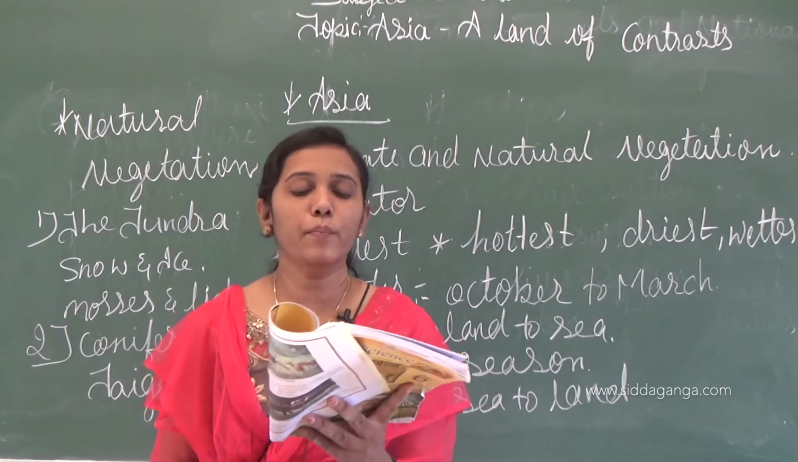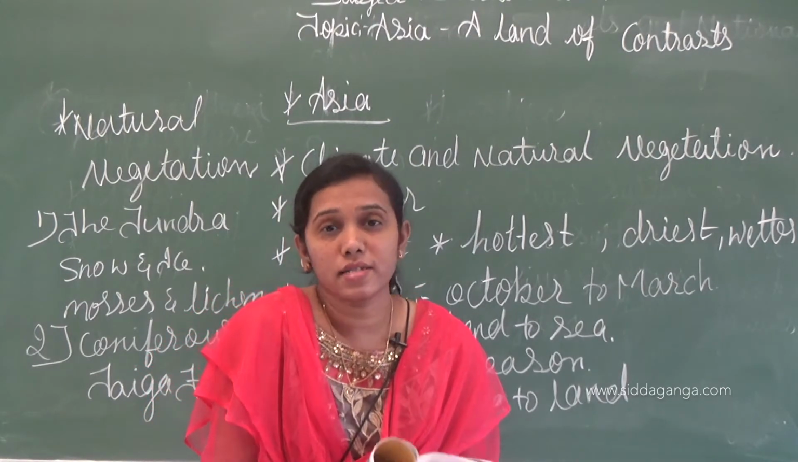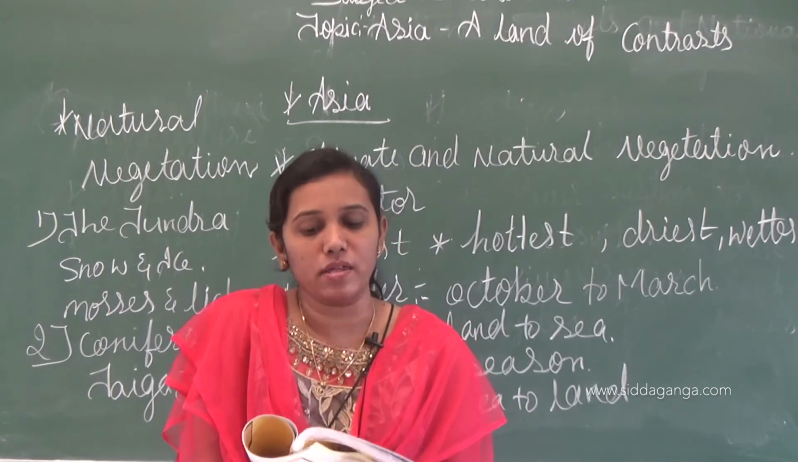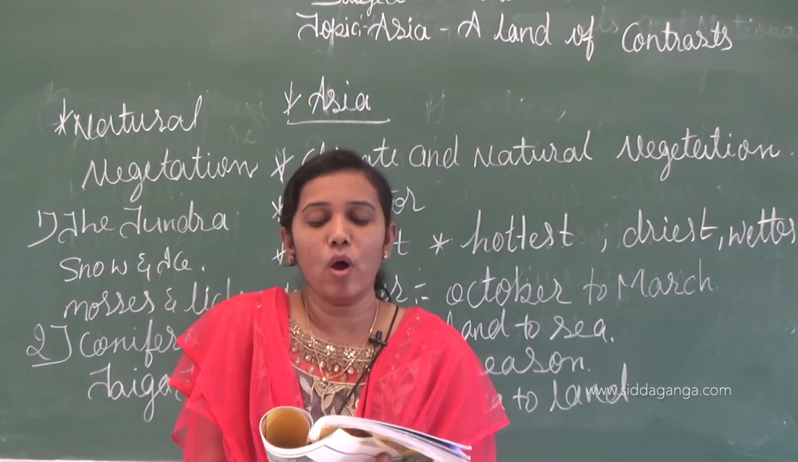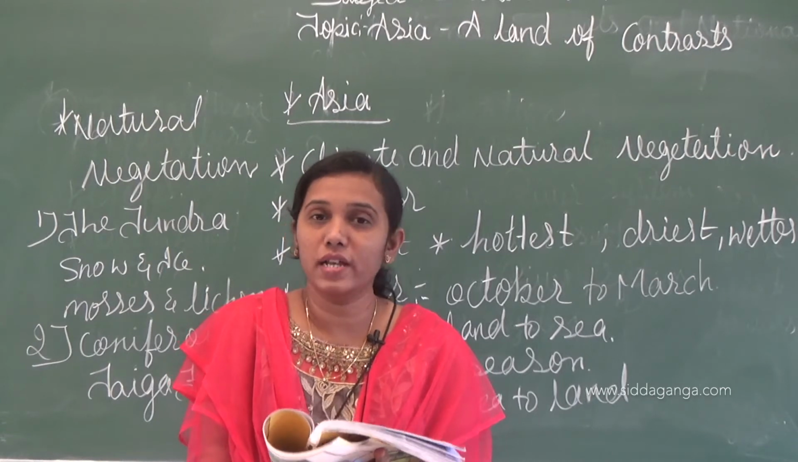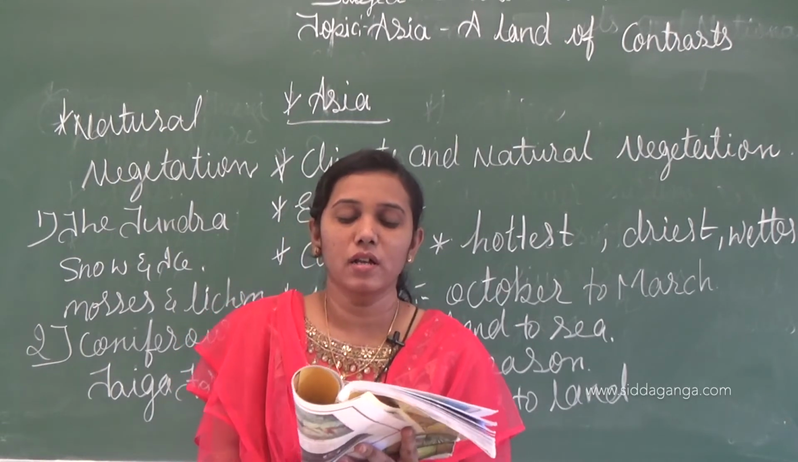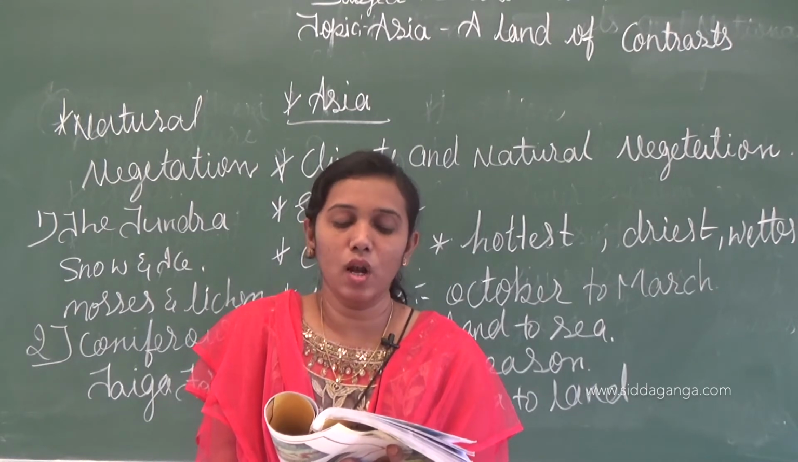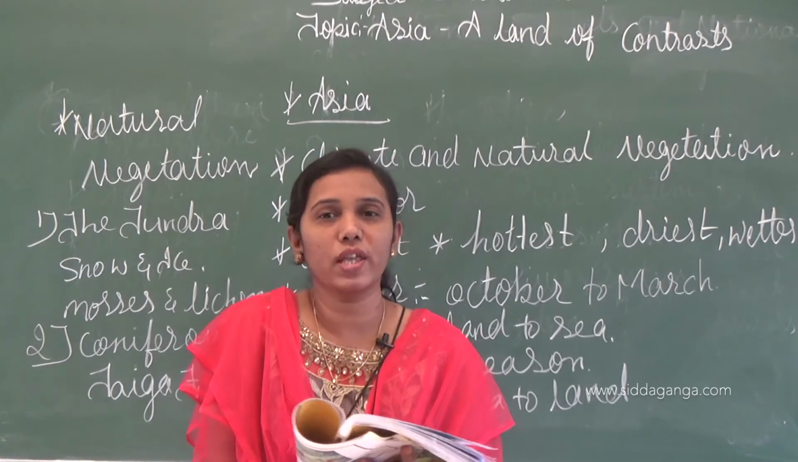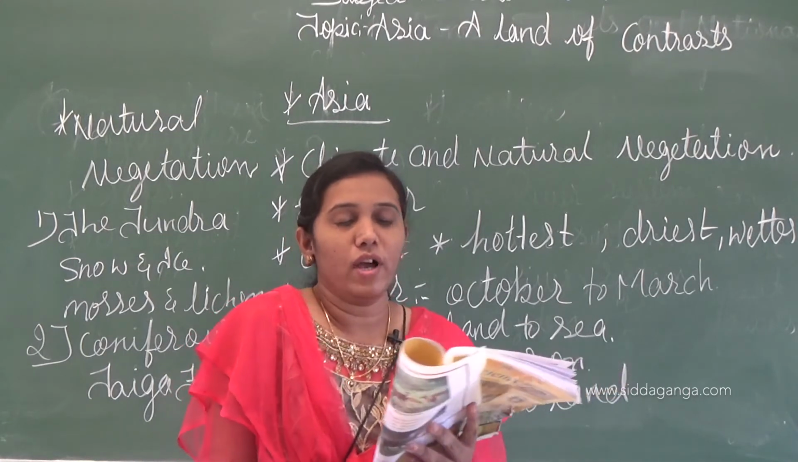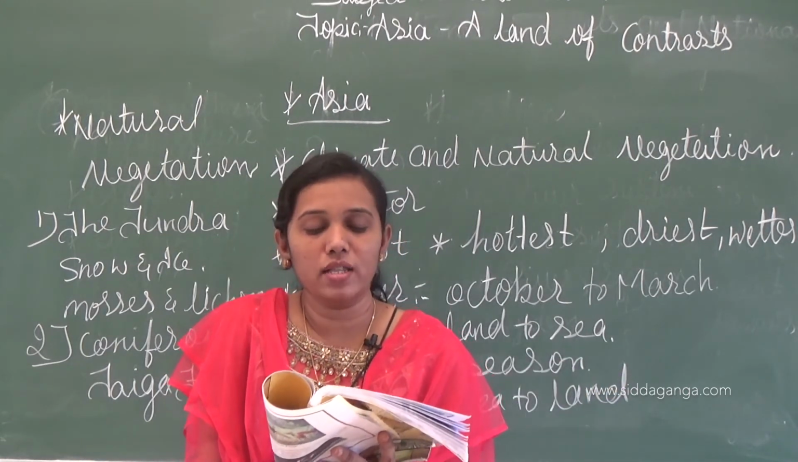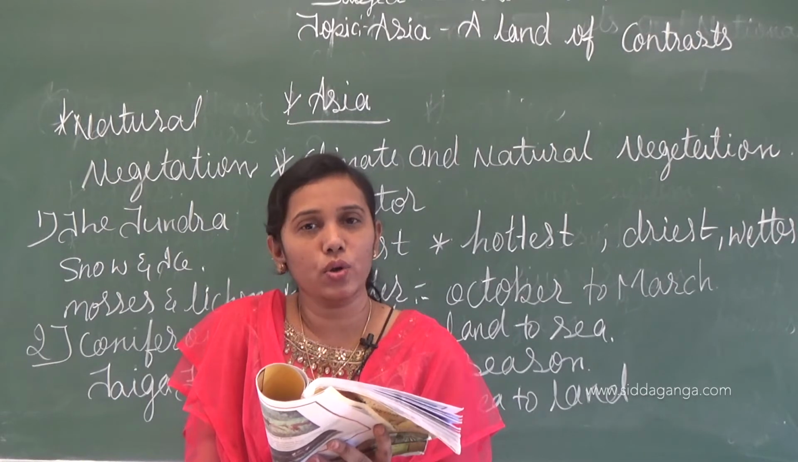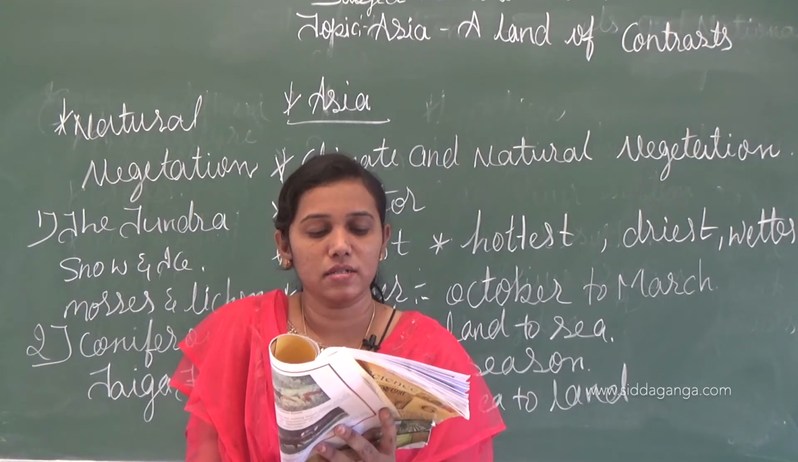Third one is temperate grassland or steppes. These are found mainly to the west of Central Asia and in a fringe of desert and semi-deserts. It gets low rainfall. That's why here we see low growth of grass.